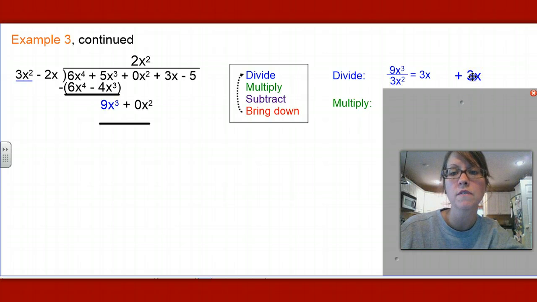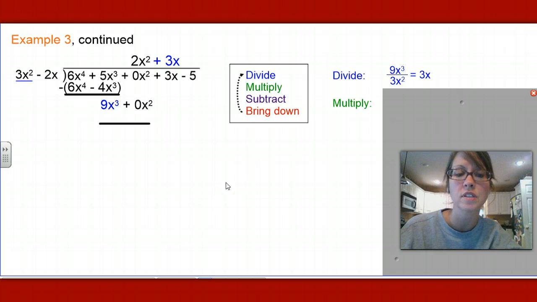And I made a specific point to put positive 3x because we're going to put it up here above the other x to the first term, and we need to connect it either with addition or subtraction. 3 was positive, so it's addition. The multiply step has us take this term and multiply the 3x by both of those. That is not new.